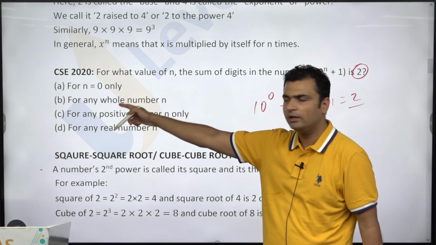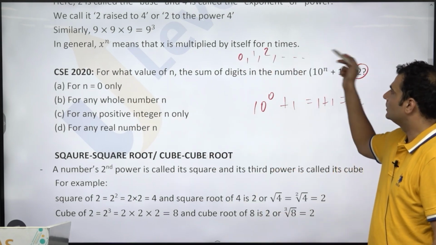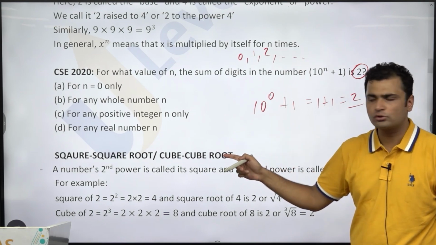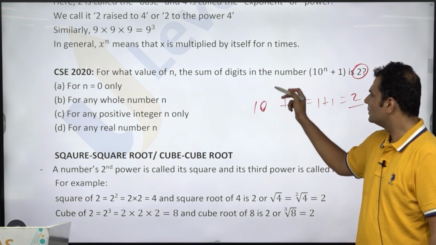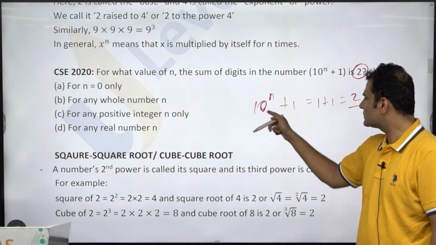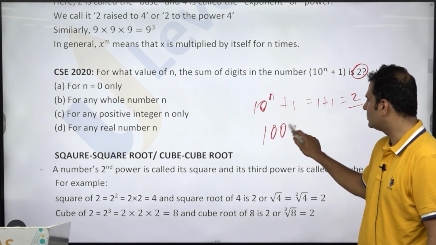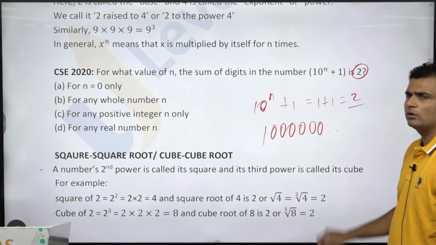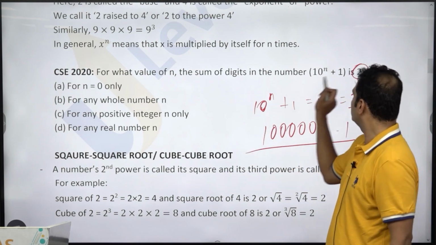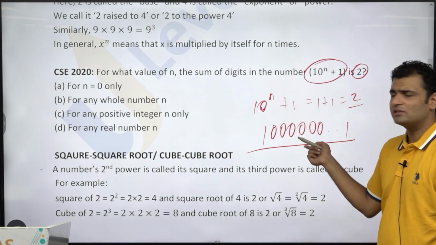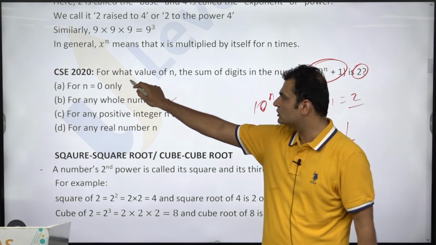Yes, so for 0 it is true. Whole numbers are 0, 1, 2, up to infinity. For 0, that is of course true, as we have seen. And for any other number, 10 to the power 1, 2, 3, 4, whatever, 10 to the power n, this number would look like 1 followed by that many zeros. 10 to the power 2 is 100, 10 to the power 3, 4, 5, 6, and so on. And plus 1 would just give 1 at the units place. So the sum of the digits is 1 plus 1, again 2. So for any whole number n it is also true. N is equal to 0 is also true.